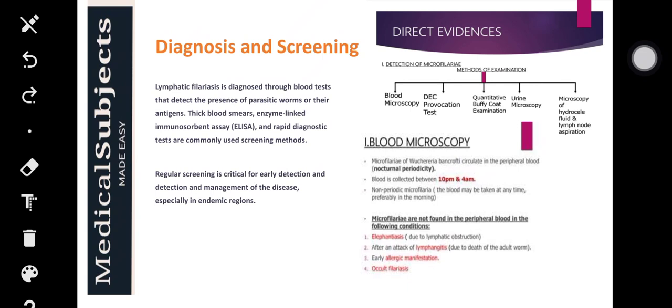So microfilariae are not found in the peripheral blood in the following conditions. When a person goes on to elephantiasis, a complication of filariasis, microfilariae are not found in the bloodstream because of lymphatic obstruction. Because they come from lymph to the blood. So when there is lymphatic obstruction because of elephantiasis, the microfilariae are trapped in the lymph and do not enter the bloodstream. And once an attack of lymphangitis occurs, the adult worm dies. When the adult worm dies, it does not give birth to microfilariae, so the microfilariae also disappear. They are also not found in allergic manifestations and occult filariasis. In these conditions microfilariae are not found in the blood.